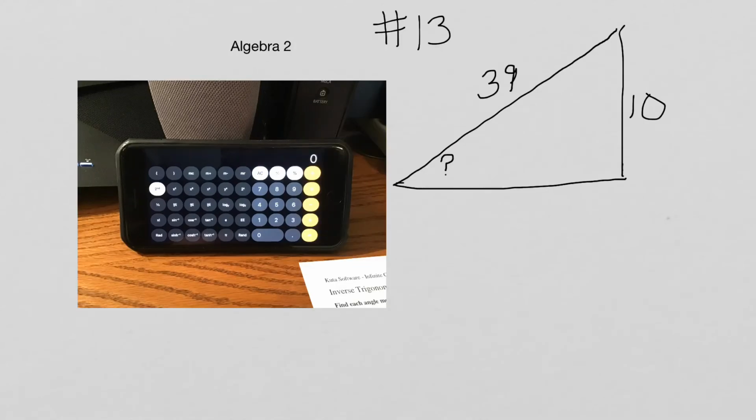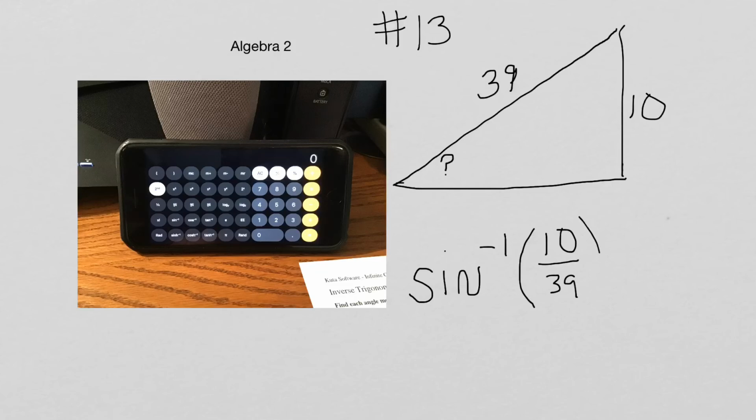All right, I'm going to do one more. This is number 13. Looking at this triangle, we're supposed to determine what the angle is for the question mark. In respect to the question mark, we've got opposite and hypotenuse. So opposite over hypotenuse is going to be sine, and because we're trying to find the angle, we're going to do the arcsine. To do that, we're going to put the opposite over the hypotenuse, and that'll give us the number in degrees.